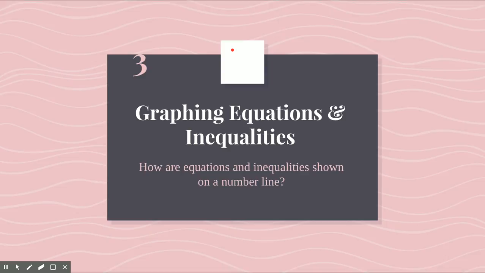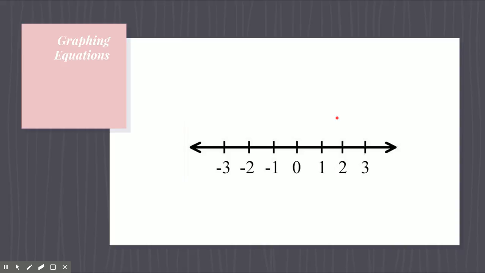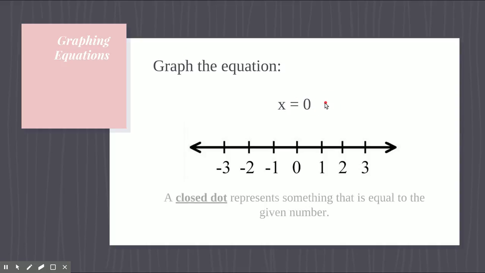All right, now let's talk about graphing equations and inequalities on a number line. So this is a number line, and you're going to be given problems. In this case, it's an equation. It says x equals 0. And this is very simple because, like we talked about earlier with finding possible solutions, the only solution for this is 0. So we simply put a closed dot on top of the 0. That's because the closed dot represents something that is equal to the number it is on. So if it's a closed dot, it's saying 0 is a solution for x, because if I put 0 into x, 0 does equal 0.